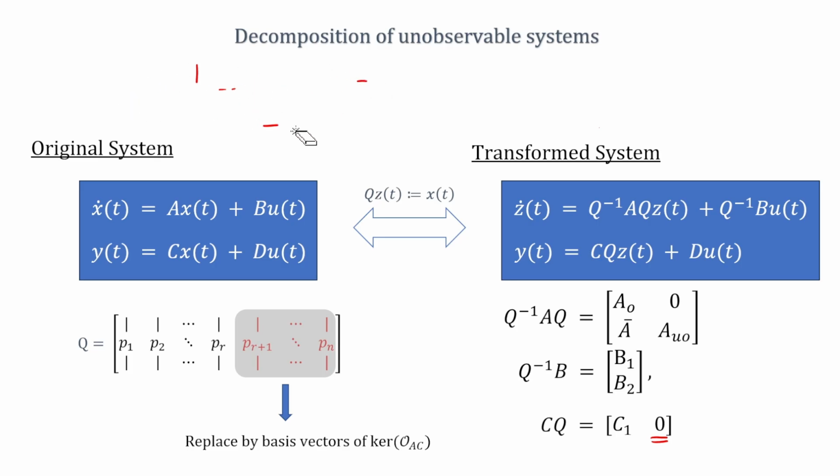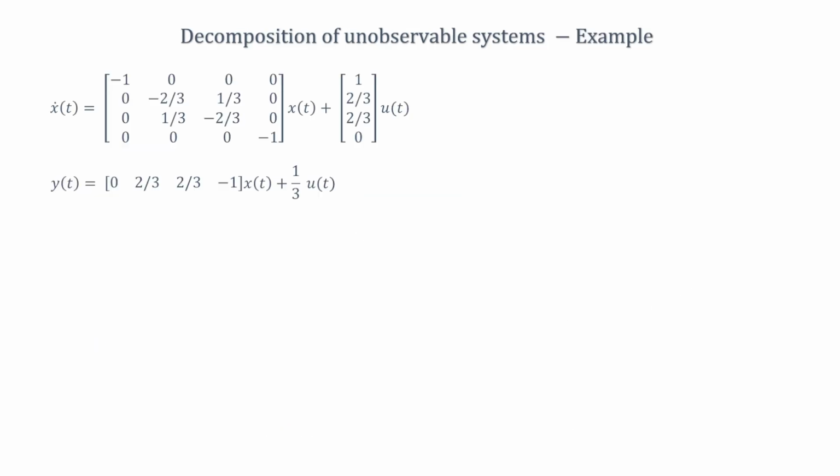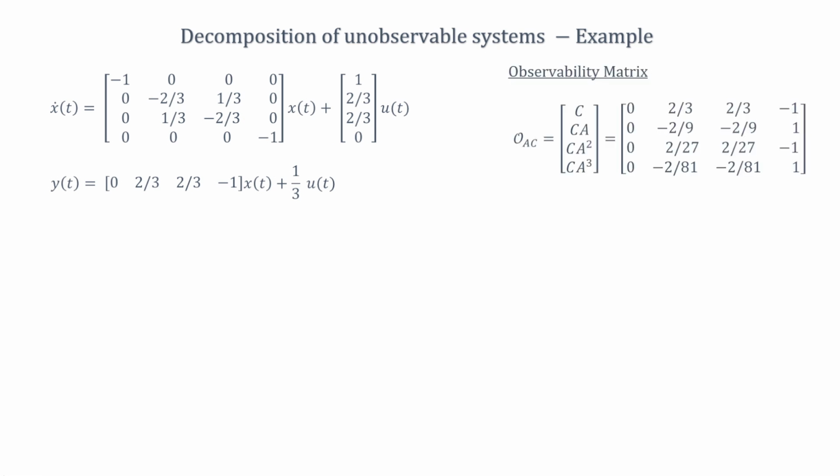Okay, this form actually helps us in decomposing the system into what is known as observable part and unobservable part, similar to that of the uncontrollable case. So let us take this example and try to decompose this system. So if you find out the observability matrix for this example, you can see that this will be the observability matrix, and you can directly see that the rank of this matrix is equal to 2, because first of all this is a 0 column, and second of all this column and this column are the same. So the only two linearly independent columns here are this and this.